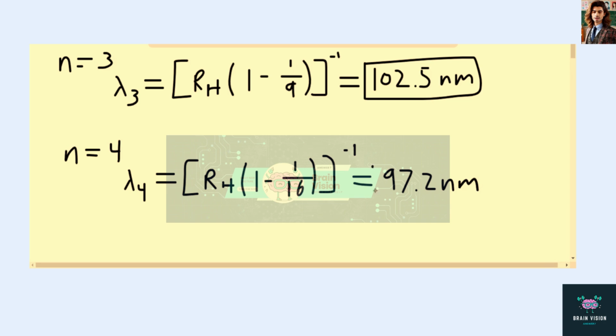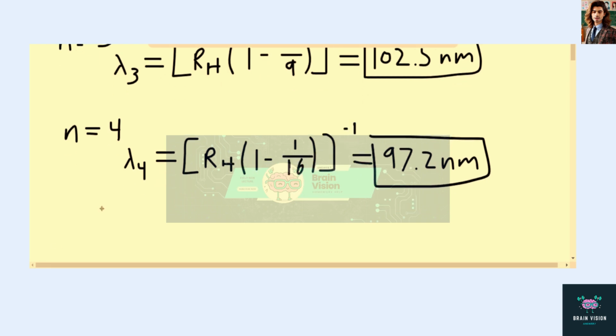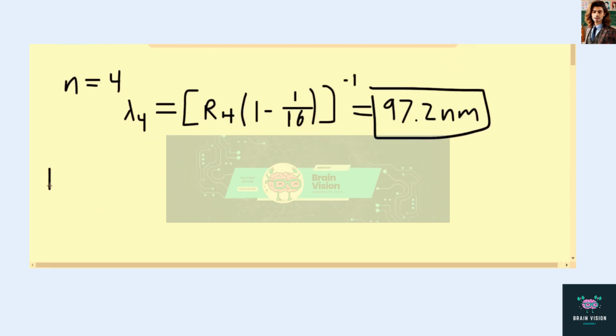For part B, it says, what part of the electromagnetic spectrum are these wavelengths? To figure this out, I just looked up the electromagnetic spectrum wavelengths, and I found that these wavelengths all fall within the far ultraviolet region. So you can type out far ultraviolet region. We'll blow this up, make it a little bit bigger. We can box that in as our solution for part B.